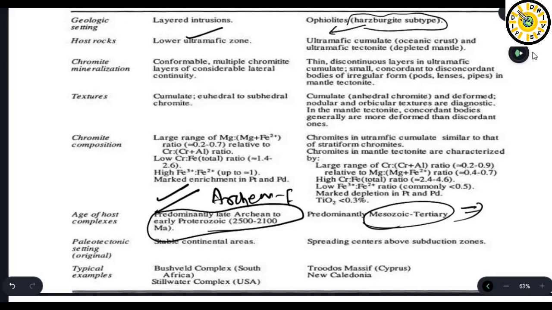The olivine orthopyroxene bearing ultramafic rock. Exactly, right. You should memorize all those, like what are the different types of minerals present in the harzburgite, right? Olivine and orthopyroxene.